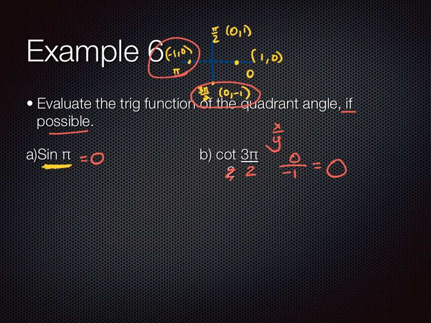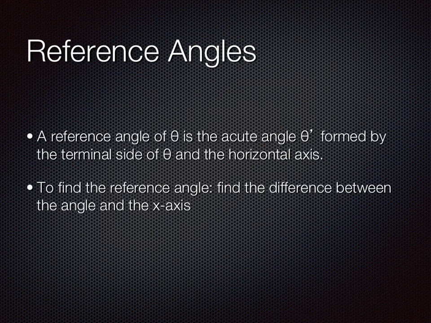Still good? Okay, reference angles. So a reference angle of theta is the acute angle theta prime. That little apostrophe is read as prime. It is formed by the terminal side of theta and the horizontal axis. So you're always doing the distance from where the terminal side is to the x-axis. To find the reference angle, you're going to find the difference between the angle and the x-axis.